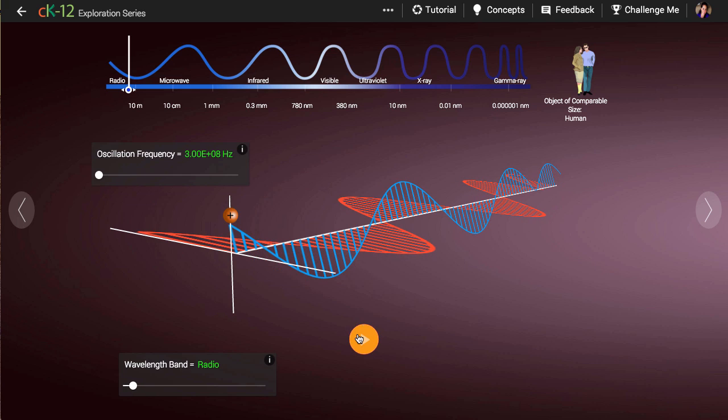If the plane of the electric field rotates with time, we might describe the polarization as circular or even elliptical.